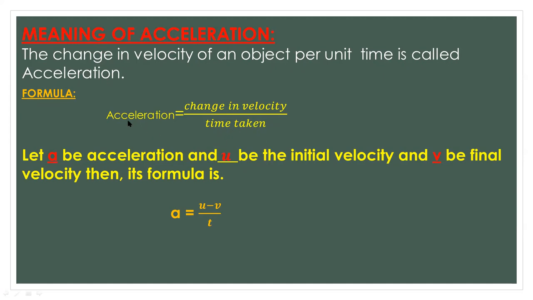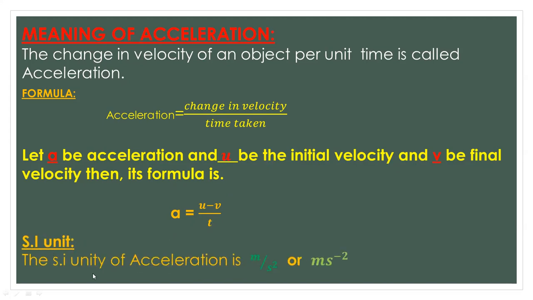It means we are going to find the acceleration by using this formula, right? So let a be the acceleration, u be the initial velocity and v be the final velocity. Then its formula becomes a is equal to (v minus u) divided by t. Okay, students, its SI unit is meter per second square.